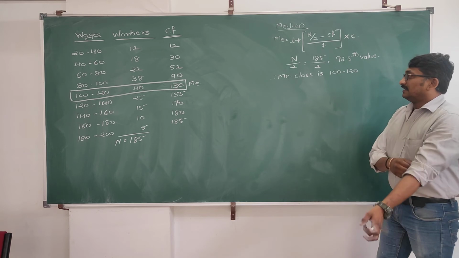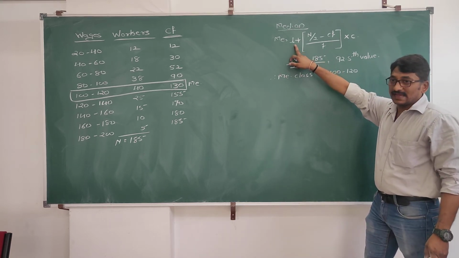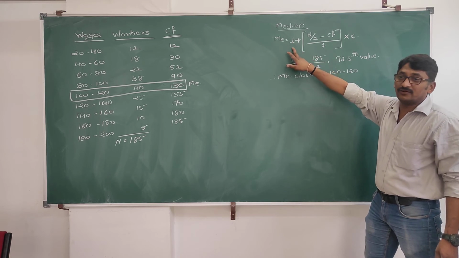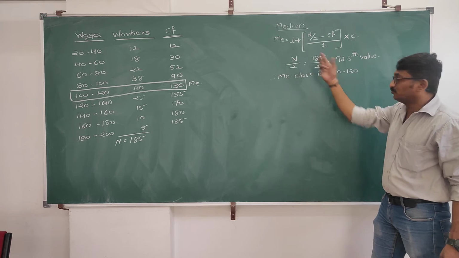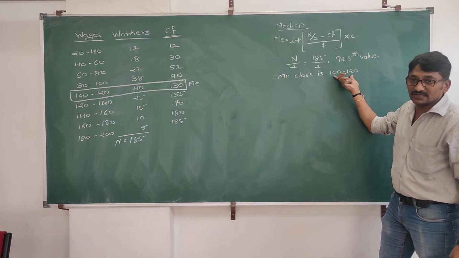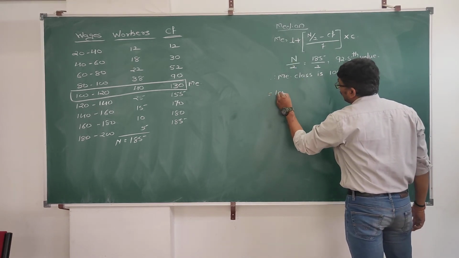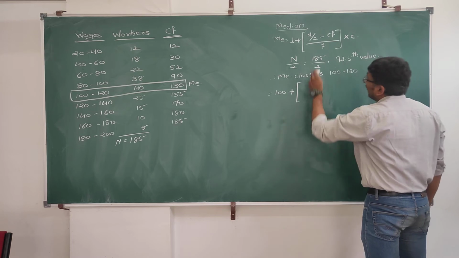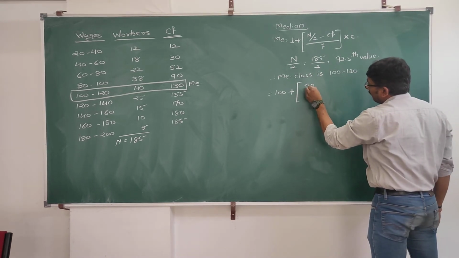Right? Now we will start one by one. What do you mean by L? L is nothing but lower limit of which class? Median class. Lower limit of median class. You know the median class, that is 100 to 120. What is the lower limit of this class? 100. So your L value is 100 plus n upon 2. Just now you have calculated n upon 2, that is 92.5.